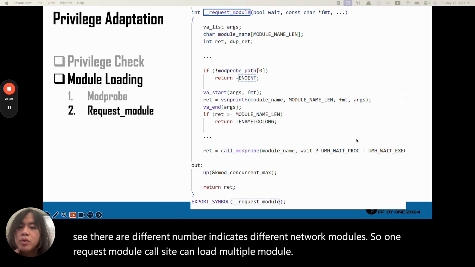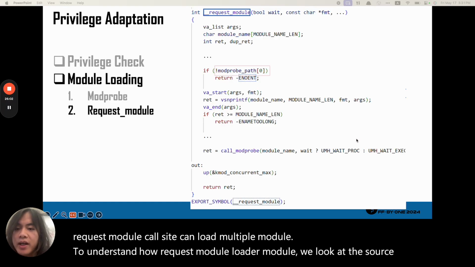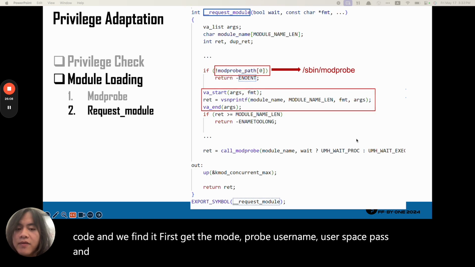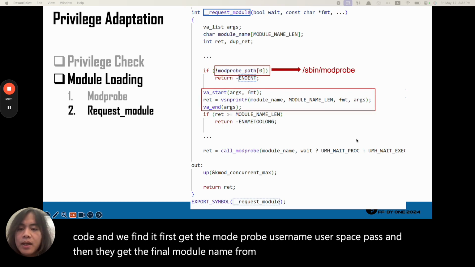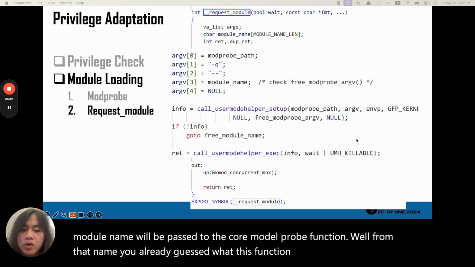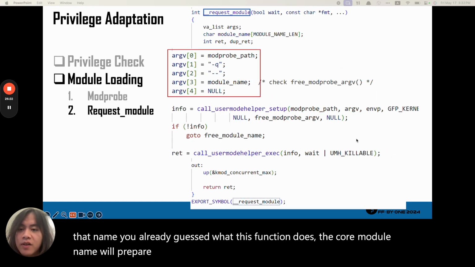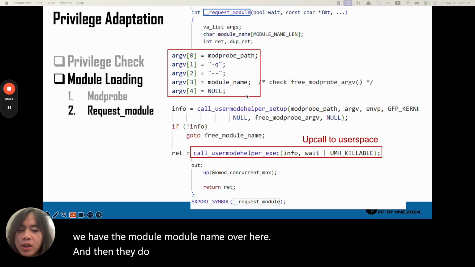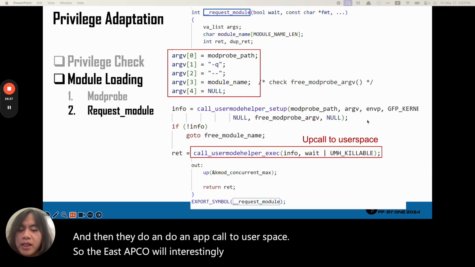To understand how request_module loads a module, we look at the source code. It first gets the modprobe path from user space, then gets the final module name from the format string, and the module name is passed to the call_modprobe function. From that name, you can already guess what this function does. call_modprobe prepares the arguments: the first argument is the path, and then we have the module name over here. Then it does an upcall to user space. Interestingly, this upcall will be executed as root. It will call modprobe as the root user.